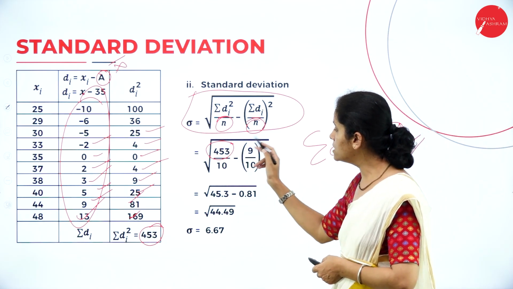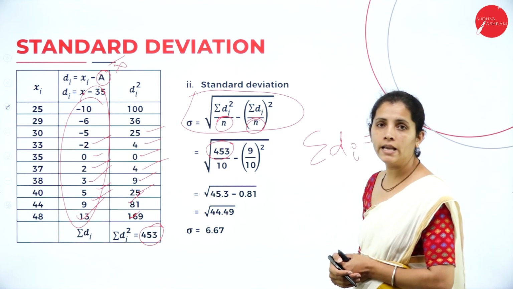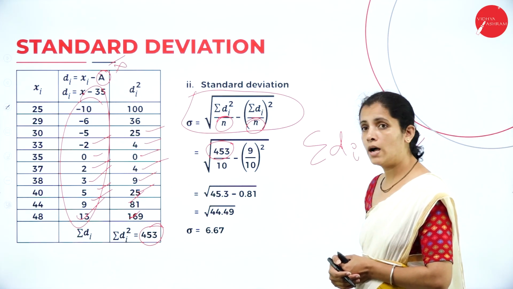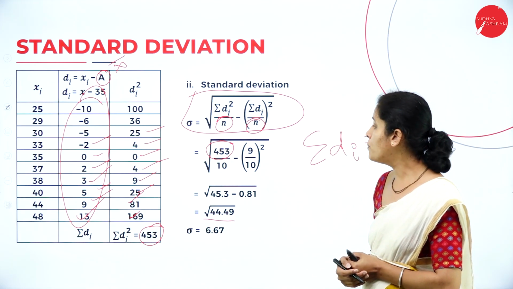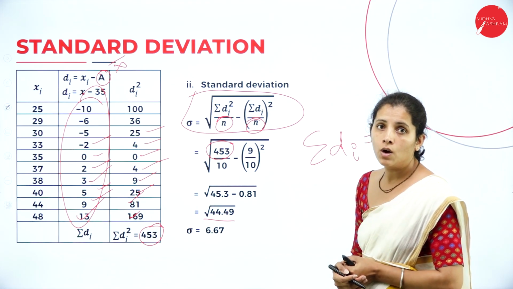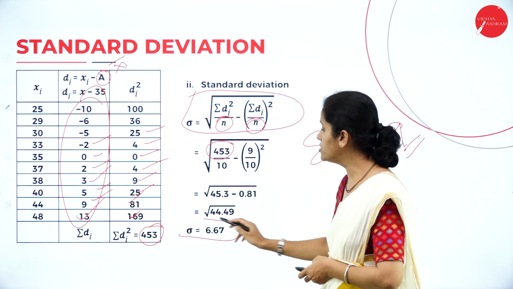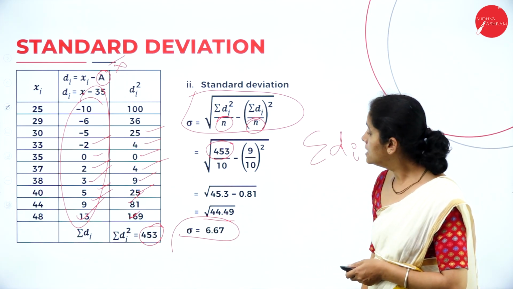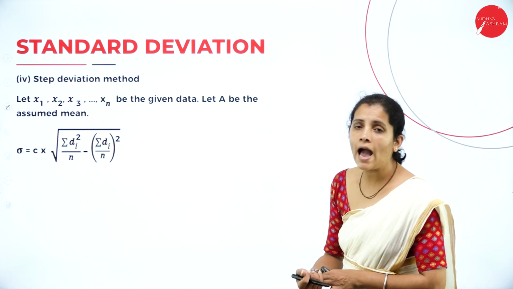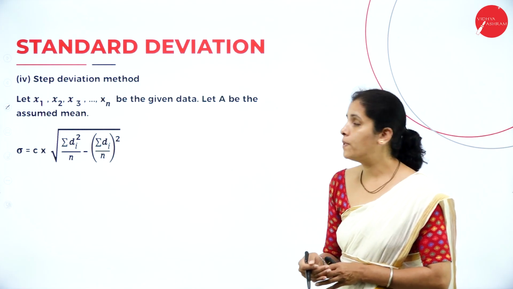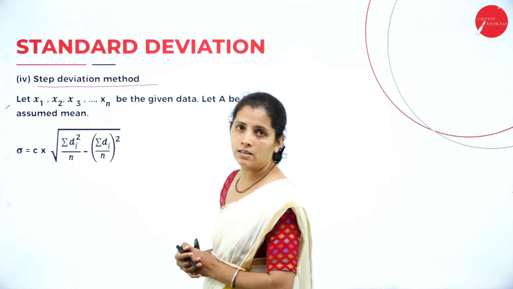And when I simplify this, I'm going to get the square root of 45.3 minus 0.81. And further, if I simplify, I'll get minus 44.49. And when I take the square root of this element, I'm going to get the standard deviation, that is sigma equal to 6.67. Now, dear student, I'm going to have my fourth type, that is the step deviation method.